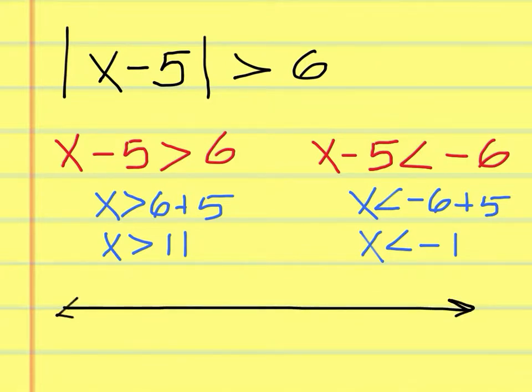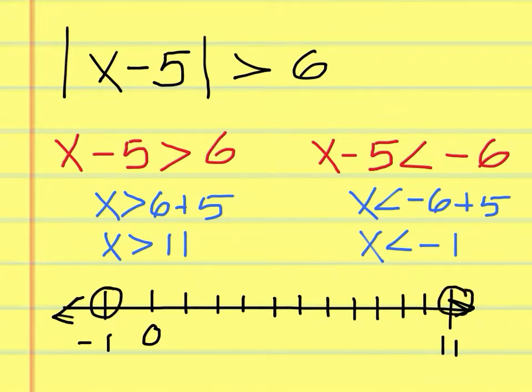Set up the number line. You need a negative 1, so we'll put a 0 here. There's negative 1. 1, 2, 3, 4, 5, 6, 7, 8, 9, 10, 11. All right, so now we need an open dot here and here. According to this, x is greater than 11. And according to this, x is less than negative 1.